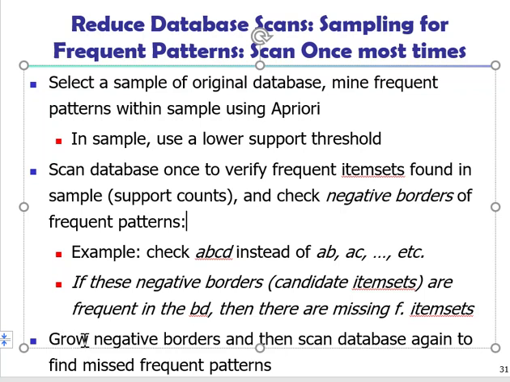Then, with this much smaller number of potential misses, we might need to scan the DB multiple times to find the missing frequent patterns. But for a lot of applications using a very low support threshold, the chance is you only need to scan the database once to find the frequent patterns.